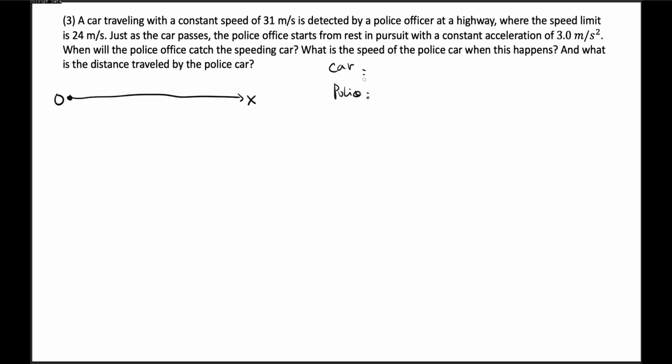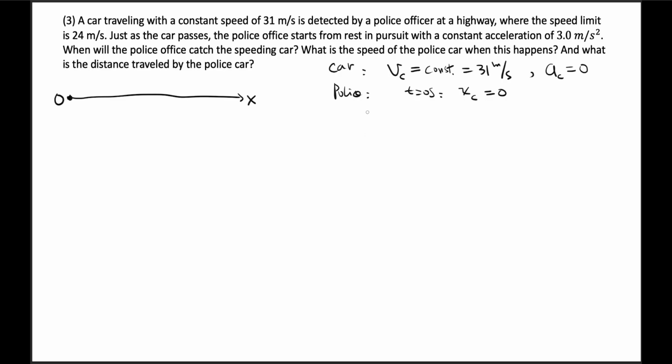and let's write down their known conditions. So the car is doing constant velocity motion. So its velocity, let's call it VC, is a constant, equals 31 meters per second in the same direction as the x-axis. And the car has no acceleration, right? So let's call this AC equals 0. And also at t equals 0, x car equals 0. Its position is at 0.